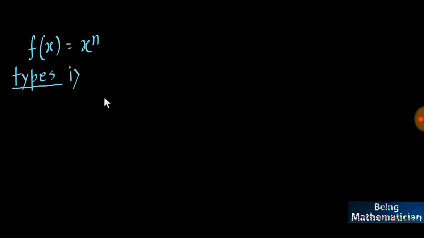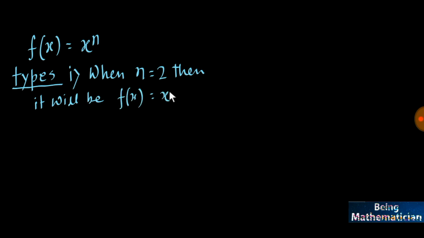Now let us assume that the function is f(x) equal to x to the power n. Now let's see the types of this exponential function. Number 1, when n is equal to 2, then it will be f(x) equal to x square.